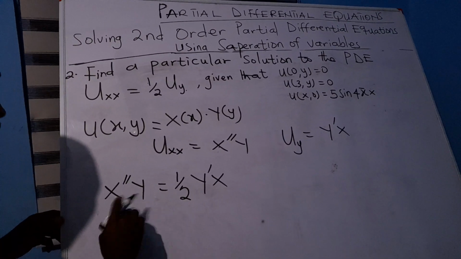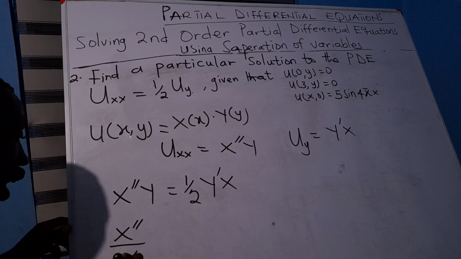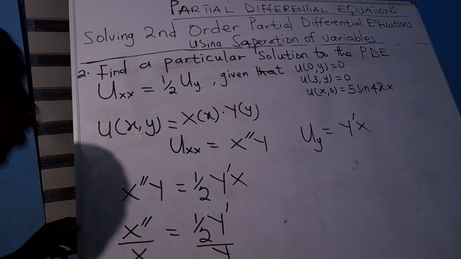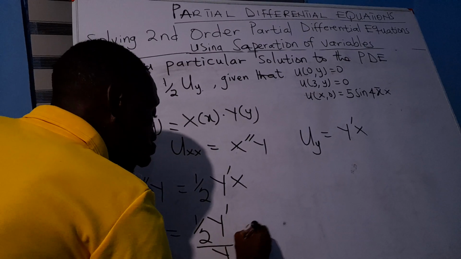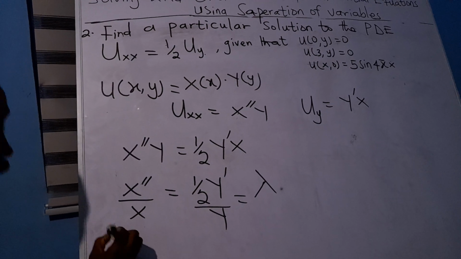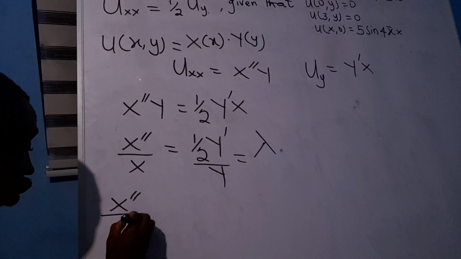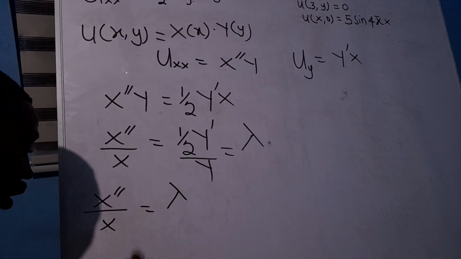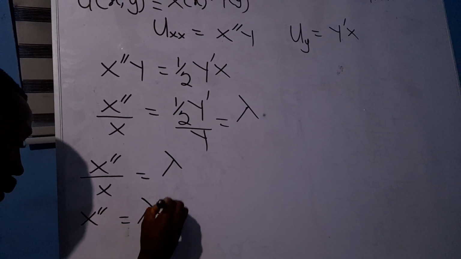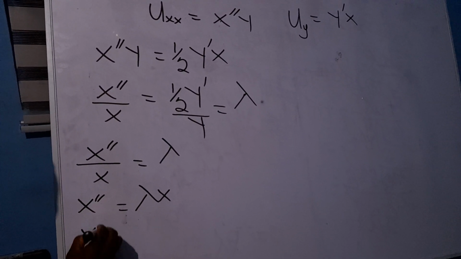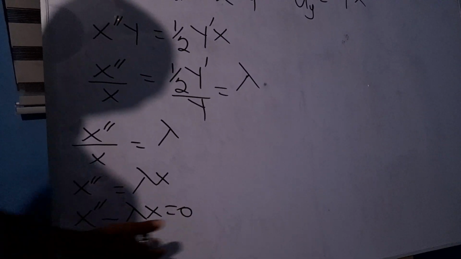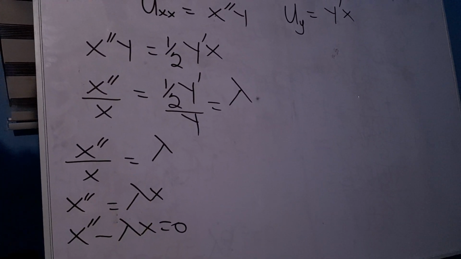When we divide both sides by XY, we get X prime prime over X equal to half Y prime over Y. And we said this should be equal to a constant, let's say lambda. Then we take each of them equated to lambda. So we have X prime prime over X equal to lambda first. So we have X prime prime equal to lambda X, which can be rewritten as X prime prime minus lambda X equal to 0. This is a second order ordinary differential equation which can easily be solved.